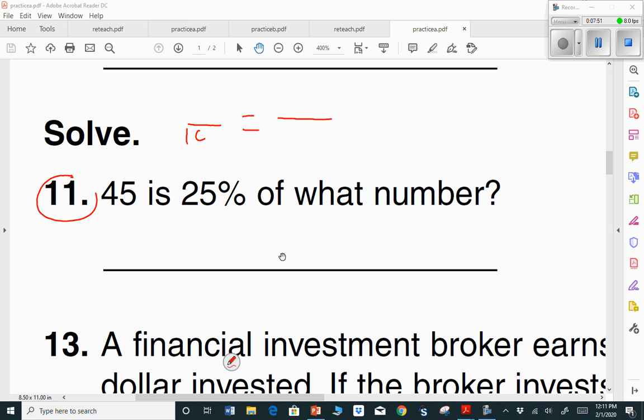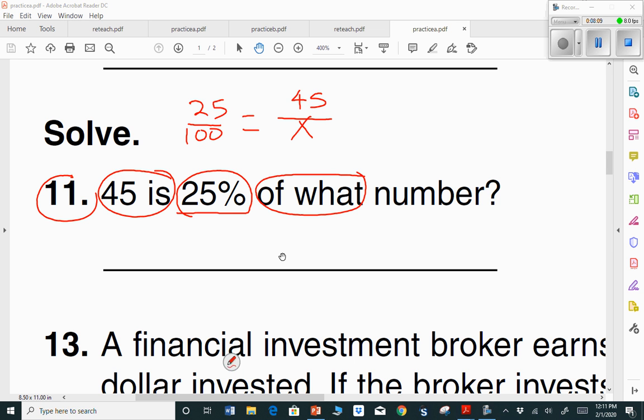Put your 100 on the bottom. We are given the percent 25, so that goes over the 100. And then we need to know where that goes. And we've got of what. So the what is the X, the of number goes on the bottom, the is number 45 goes on the top. Okay, then you have to cross multiply to solve.